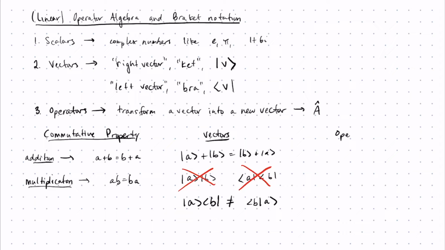Okay, and the last category we need to talk about is operators. So again, as you might imagine, operators do satisfy the commutative property when it comes to addition, which means that A hat plus B hat is equal to B hat plus A hat. And again, this might be obvious at this point, but this does not apply when you talk about multiplication. So A hat B hat does not equal B hat A hat in general.